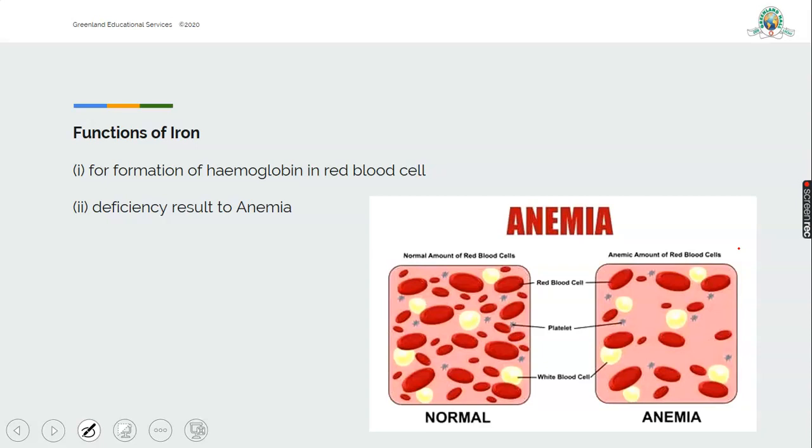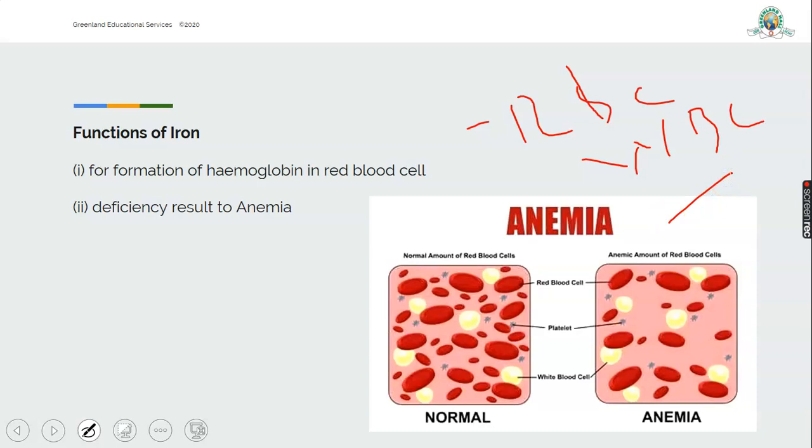Now, this blood formation is formed in the what? RBC, red blood cell. That is the meaning of RBC, red blood cell. Very important. We have two types of blood cell majorly, the RBC and WBC, the white blood cell. Deficiency of iron will lead to what we call anemia.